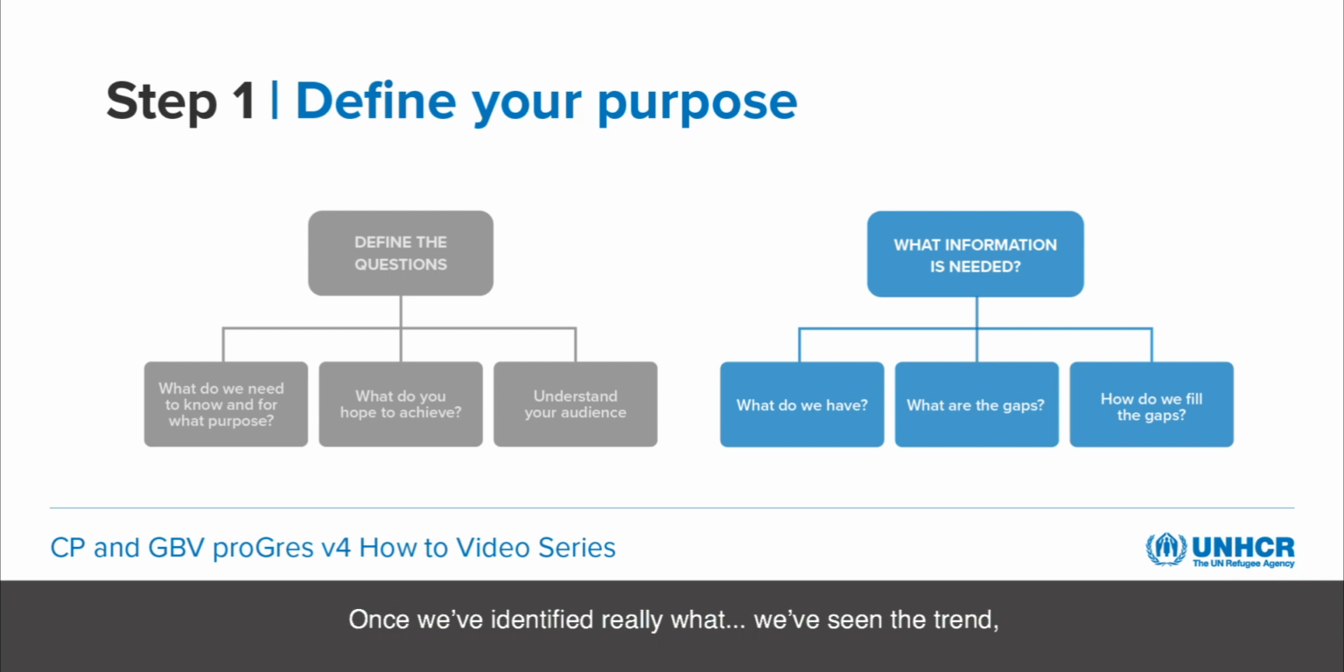Once we've identified whether we've seen the trend, then we need to figure out, are there other types of information that we need to collect, or has that already been collected by an assessment done by another partner that reinforces what we see in that quantitative data? So this is all the first step.